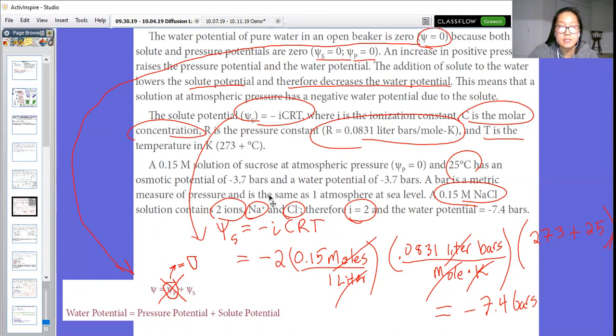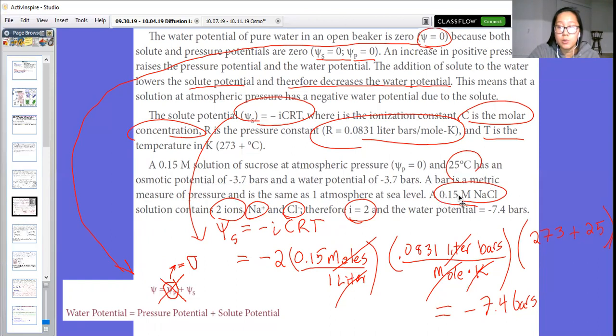Okay, so as an example, a 0.15 molar (capital M stands for molar) solution of sucrose at atmospheric pressure. Since it's open to the atmosphere, our pressure potential, remember, is going to be 0, so we don't have to worry about that. We're only going to be calculating solute potential. And at 25 degrees Celsius it has an osmotic pressure potential of negative 3.7 bars and a water potential of negative 3.7 bars. A bar is a metric unit of pressure. So our result whenever we calculate psi s is just going to be in bars. So that is our unit, and it is the same as 1 atmosphere at sea level.